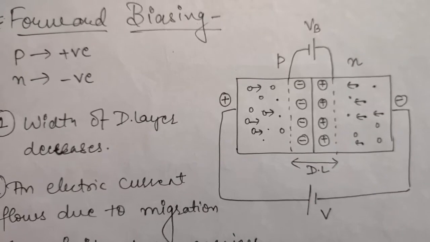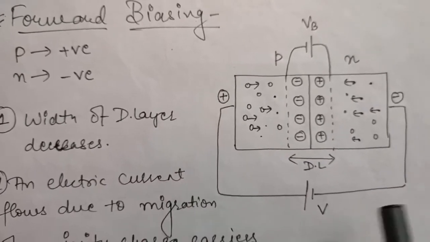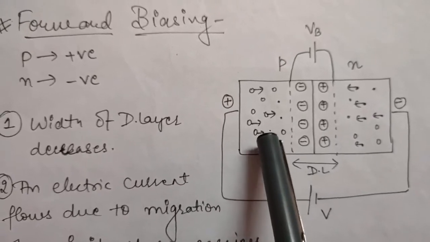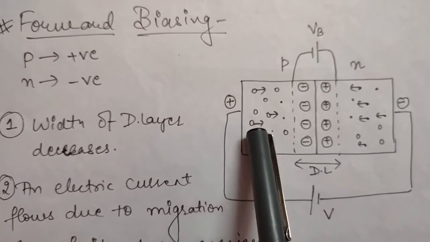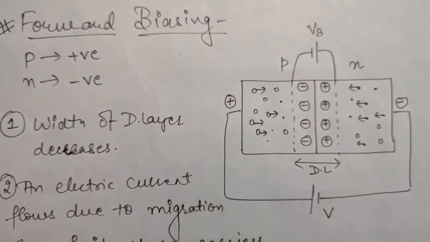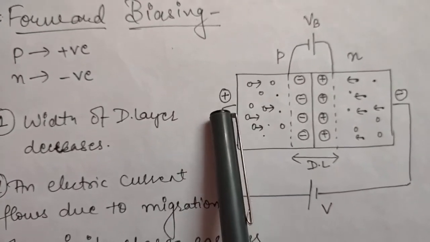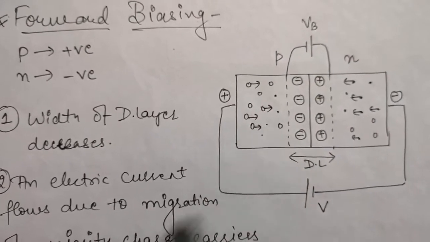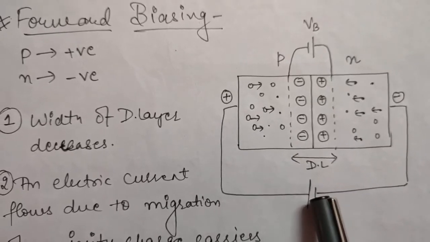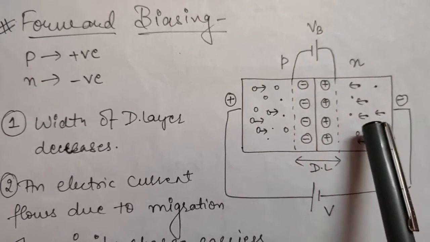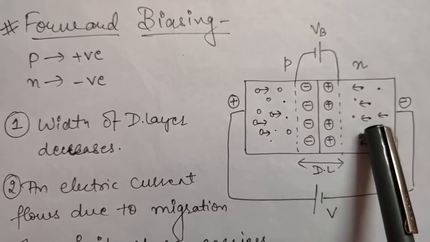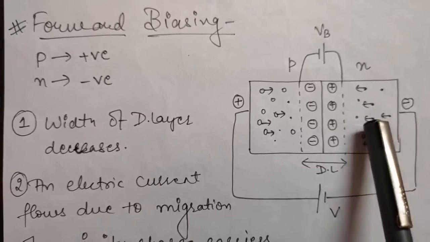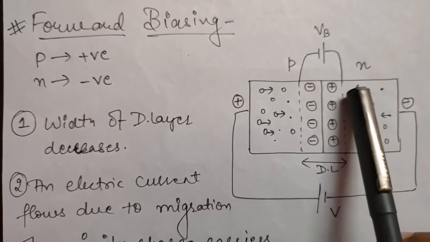Now if you see what will happen, here it is positive terminal and here it is negative terminal, right? Now as you know, holes are in majority in P type and holes are positive and this is also positive, so there will be repulsion between them. So due to this positive terminal, holes will start moving in this direction, right? Similarly, due to this negative electrode, there will be repulsion between the majority charge carriers, electrons in N type, and this negative terminal, due to which these electrons will start moving in the opposite direction, like this side, right?